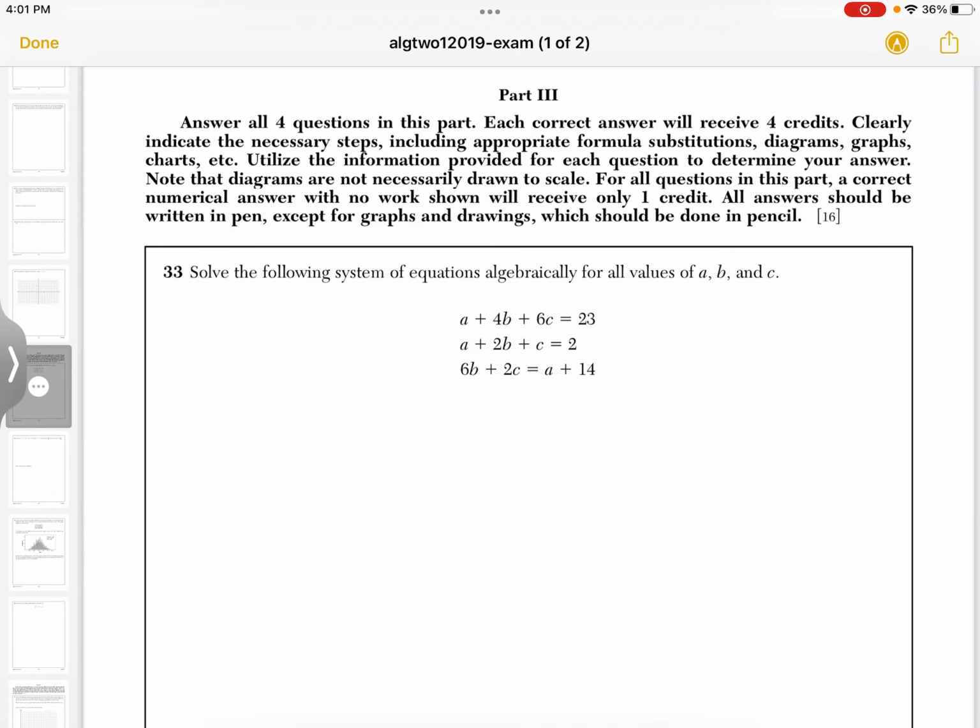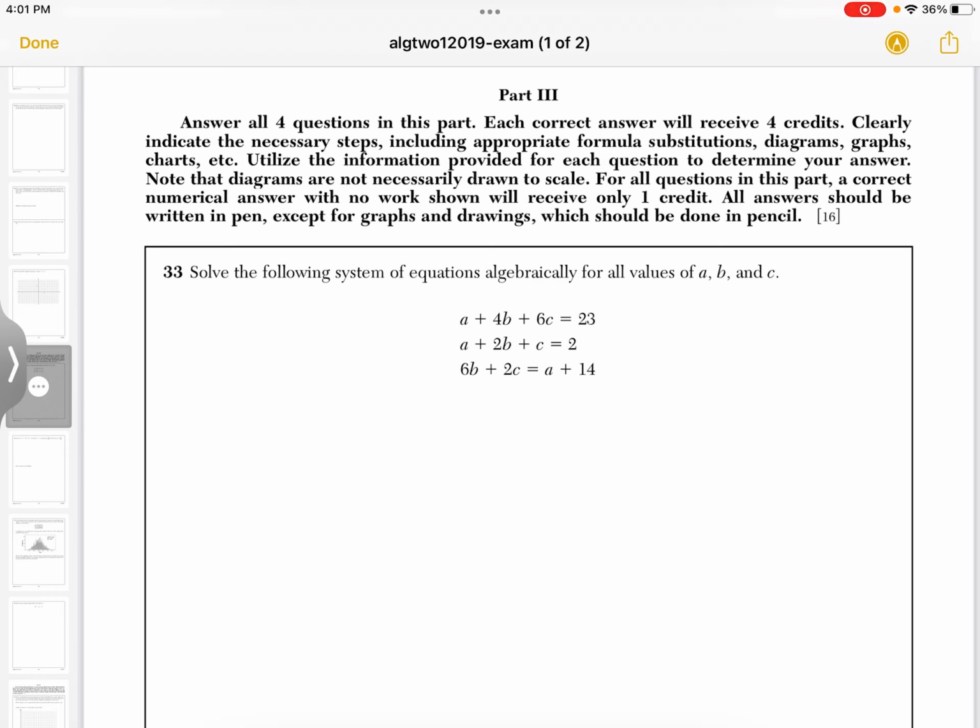Okay, picking up with the January 2019 exam, right where we left off, which is question 33, which begins the part 3 section of the exam. There are 4 part 3 questions, and they are each 4 points now, so probably more work is involved, or there's more parts involved in solving them. But once again, just to reiterate from the last video, make sure you show all of your work to ensure that you receive full credit on questions.